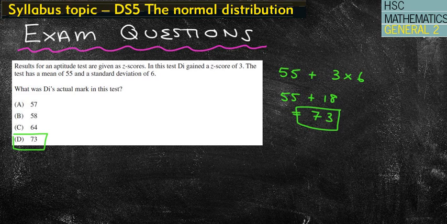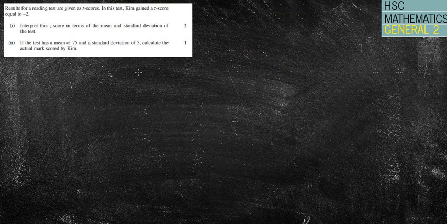Okay, the next question. Results for reading tests are given as z-scores. In this test score, Kim gained a z-score equal to -2. Interpret this z-score in terms of the mean and standard deviation.